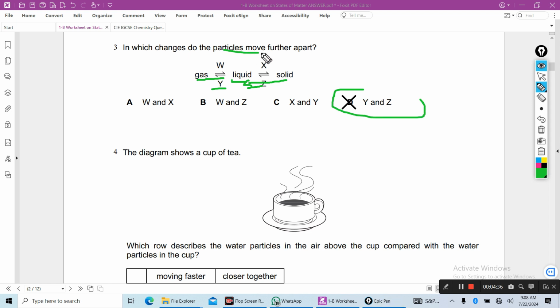So A is wrong. Why? W is gas to liquid, no, this is not further apart, this is closer together. So A is wrong, B is wrong. See, X is liquid to solid. Liquid to solid is not further apart, the molecules become closer. So D is the correct answer.